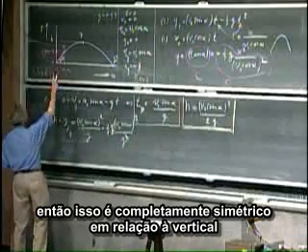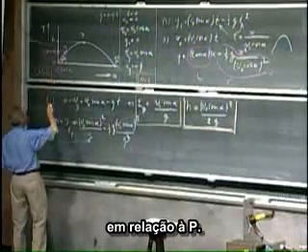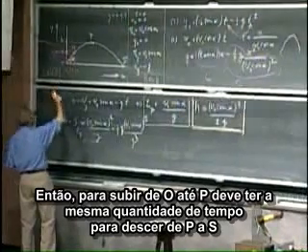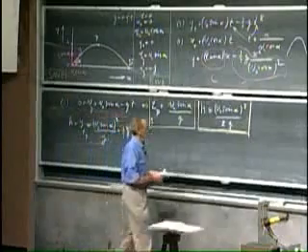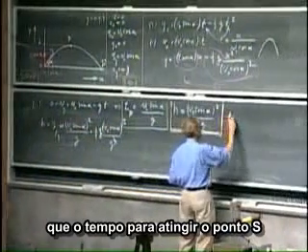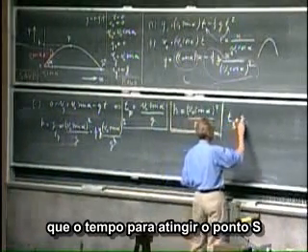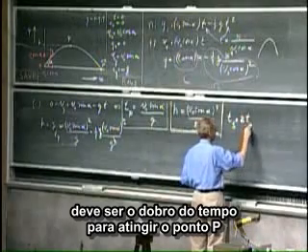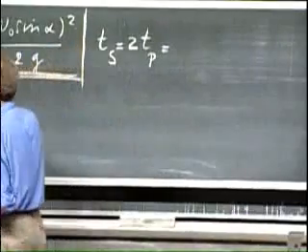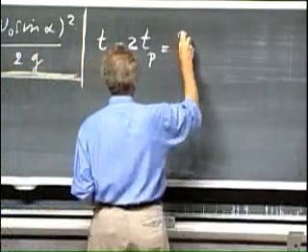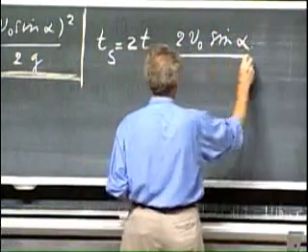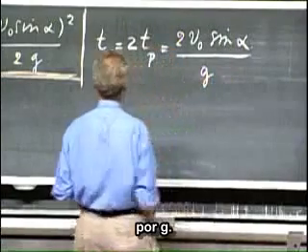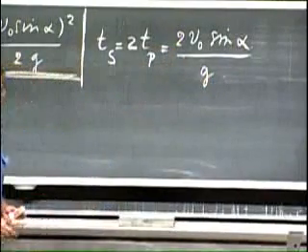This is a parabola, so it's completely symmetric about the vertical, about P. So to climb up from O to P must take the same amount of time as to go down from P to S, and so I claim that the time to reach point S must be twice the time to reach point P, and therefore it's going to be 2v0 sine alpha divided by g.